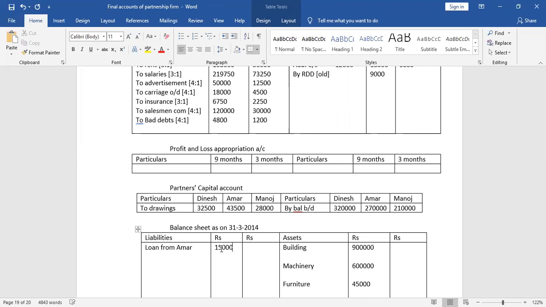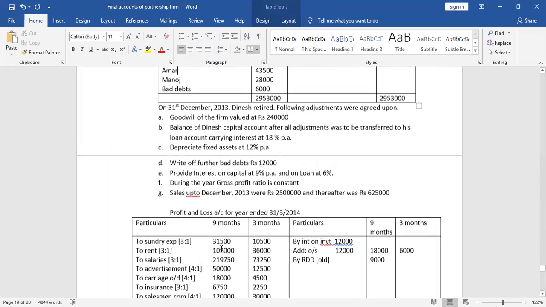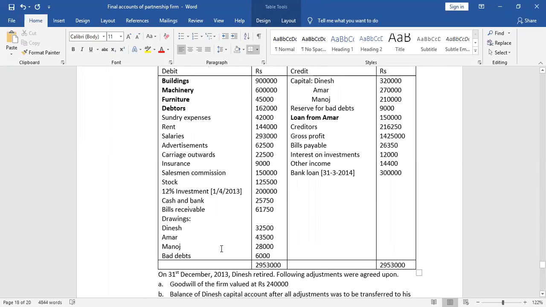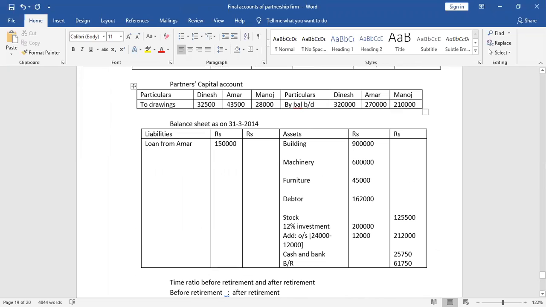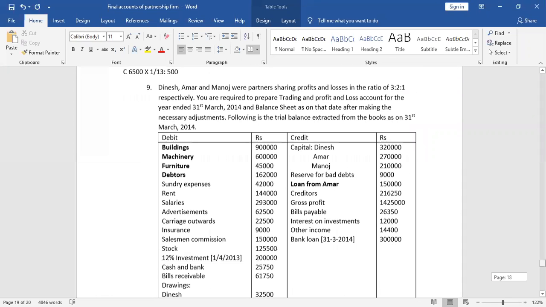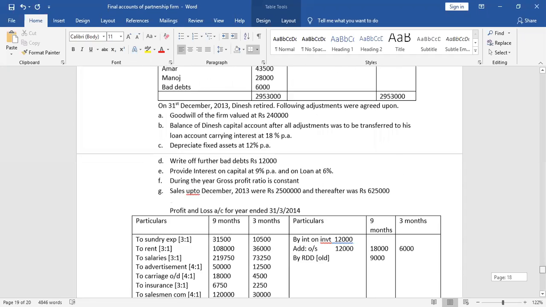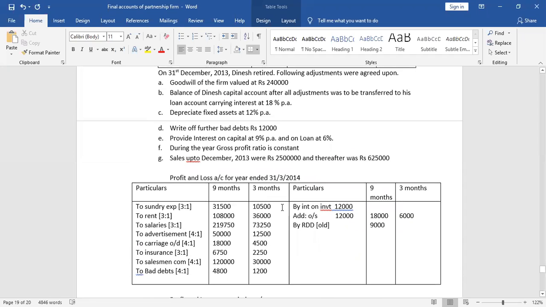In the inner column, adjustment है 1,50,000. Then we have creditor 2,16,250. Creditor, no adjustment. Creditor 2,16,250. Then we have gross profit 13,25,000. This has to be divided.